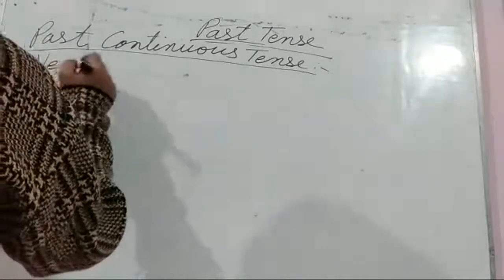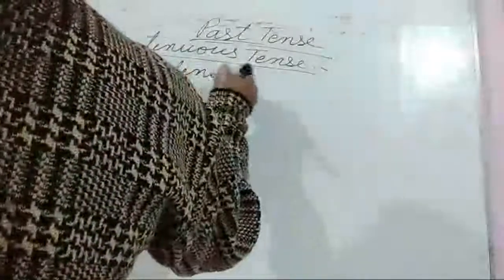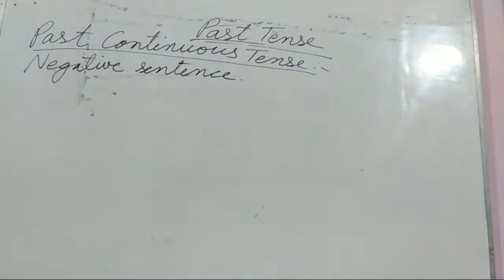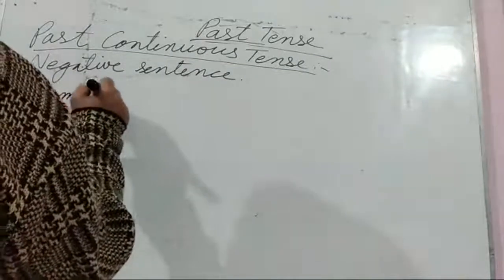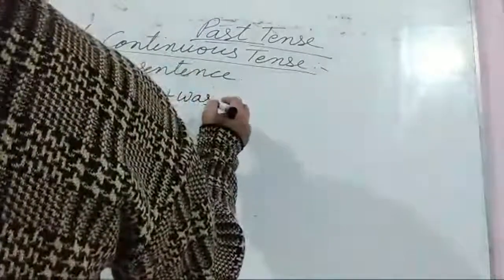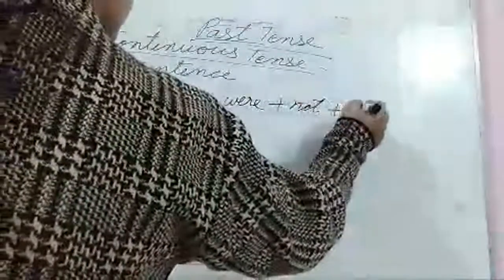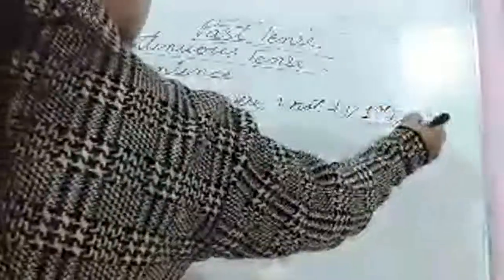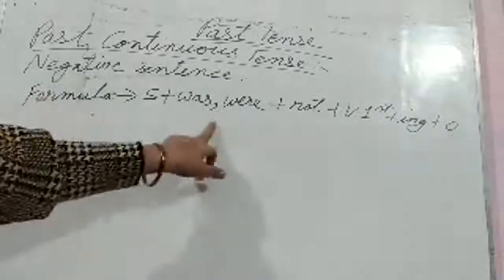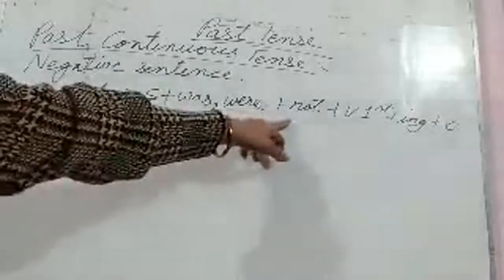For the negative sentence in past continuous tense, the formula is: subject plus was or were, depending upon whether the subject is singular or plural, plus not, as it is a negative sentence, plus verb of first form plus ing, and object.